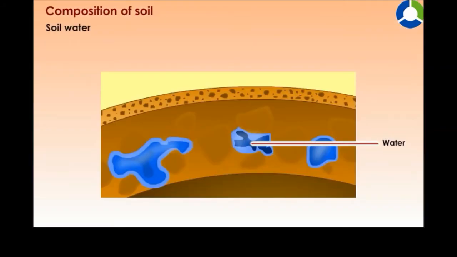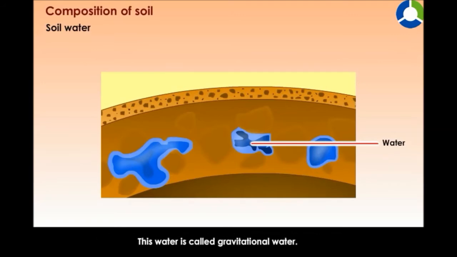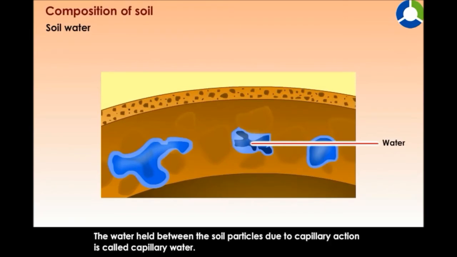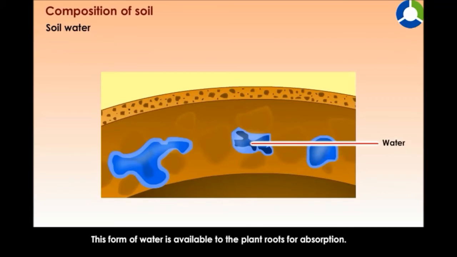Soil water. Water is present in the intercellular spaces of soil particles. This water is called gravitational water. The water held between the soil particles due to capillary action is called capillary water. This form of water is available to the plant roots for absorption.